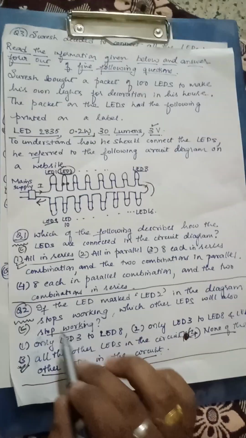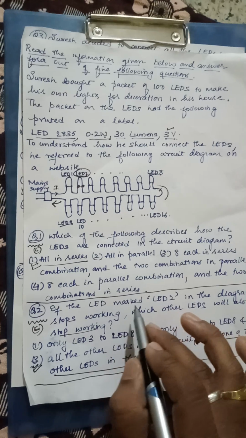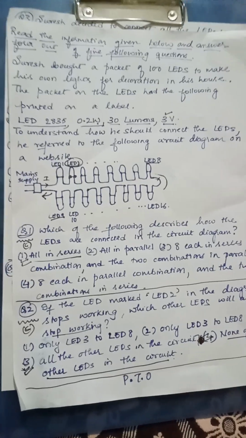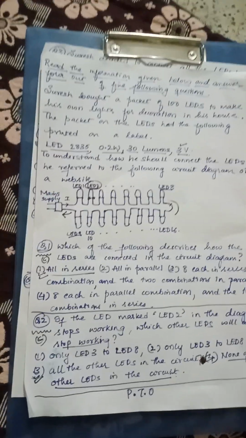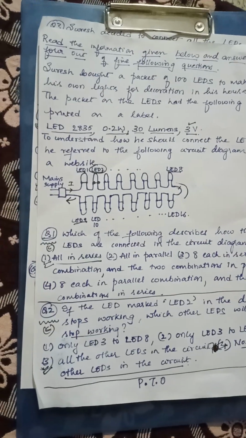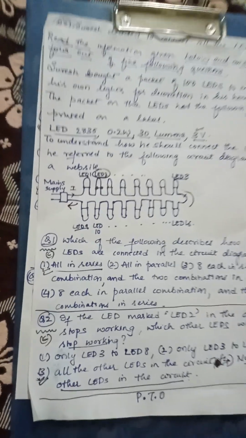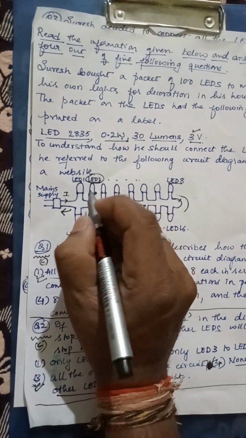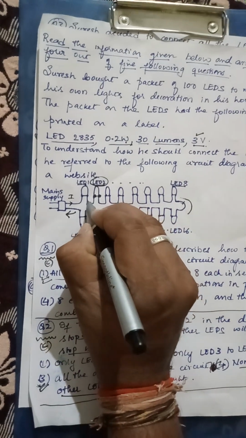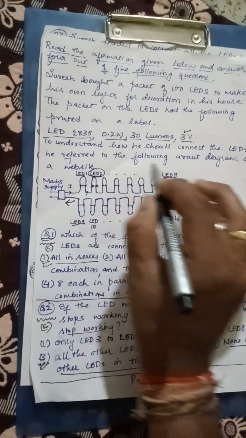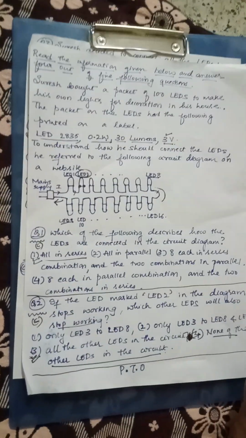Now let's look at the second question. If the LED marked LED2 in the diagram stops working, which other LEDs will also stop working? What do you mean by a device stops working? That device will not allow any current to flow through it. Here LED2 has stopped working due to some reason, and that means this LED will not permit any current to flow through it. Now which other LEDs will stop working?